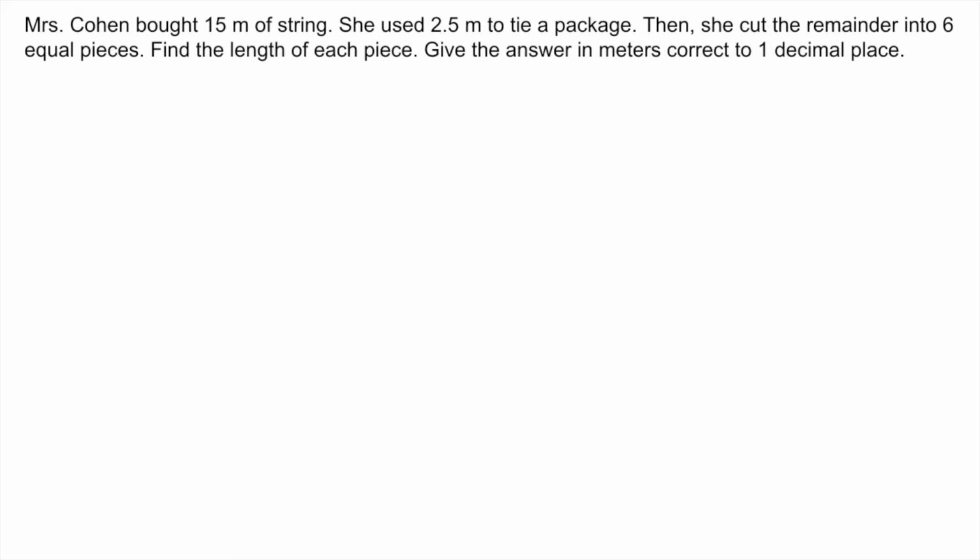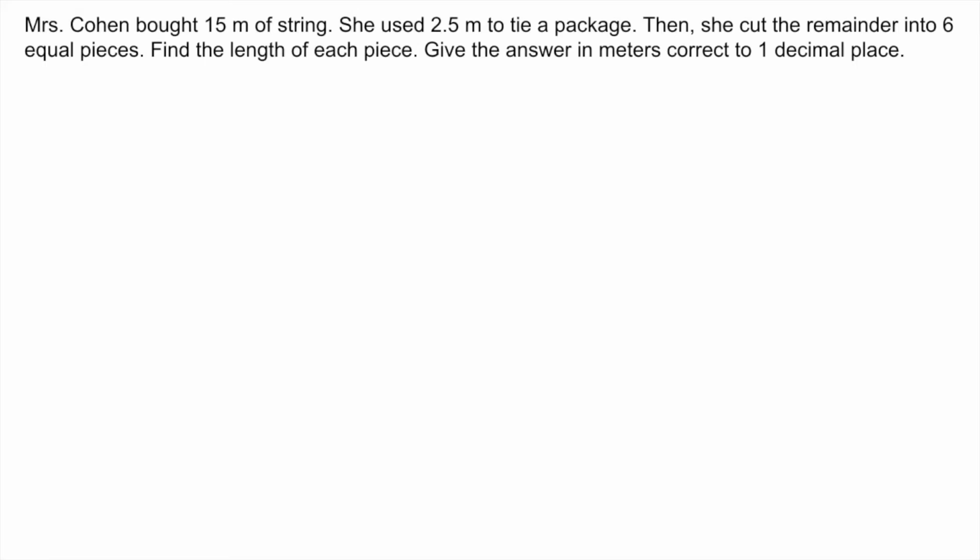Okay, we're starting with problem 12 on page 59. Mrs. Cohen bought 15 meters of string. She used 2 5/10 meters to tie a package. Then, she cut the remainder into 6 equal pieces. Find the length of each piece. Give the answer in meters correct to 1 decimal place.